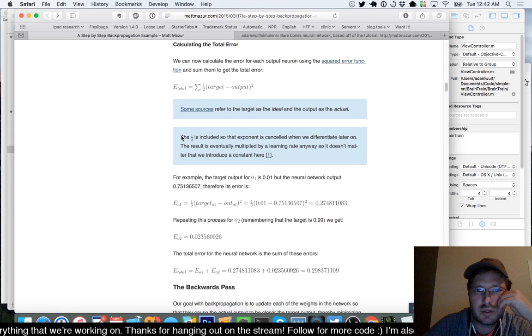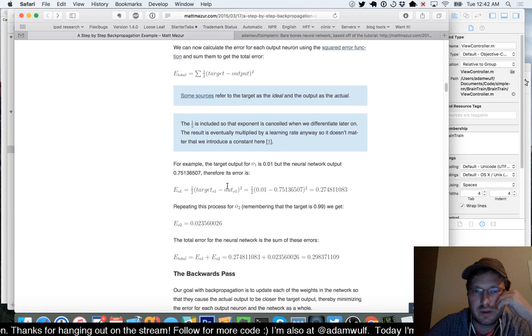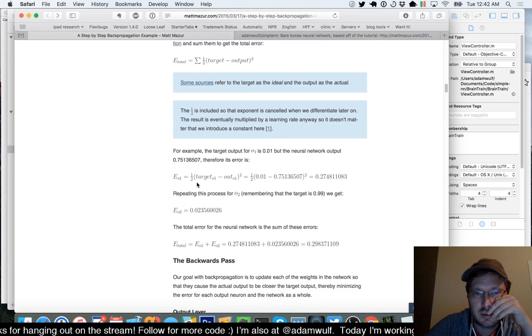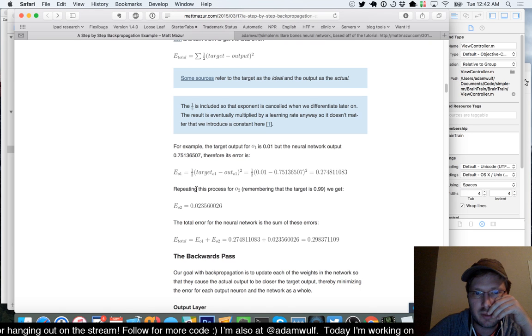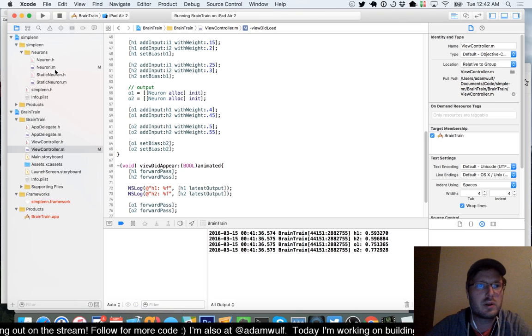So what we want is the target output for O1 is 0.01, just because they've defined it that way for no reason. The neural output is this, and therefore its error. Okay, so that means we can do an error per neuron, which I feel good about.